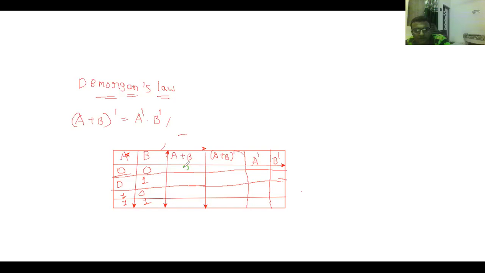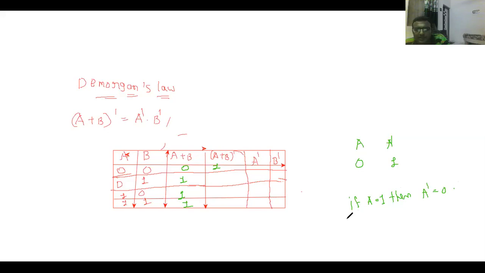0 plus 0 equal to 0, 0 plus 1 equal to 1, 1 plus 0 equal to 1, and 1 plus 1 equal to 1. Here, what is the complement of 0? It is 1. What is the meaning of that? If input A equal to 0, then A dash equal to 1. And if A equal to 1, then A dash equal to 0.